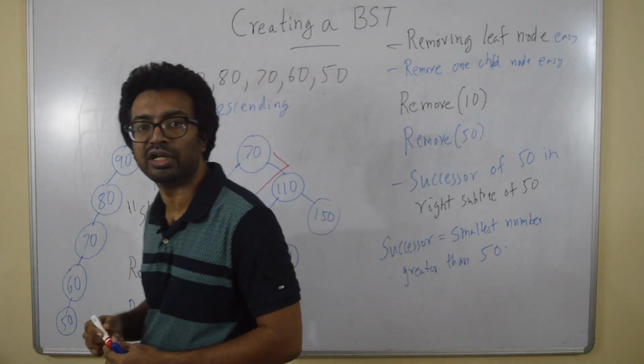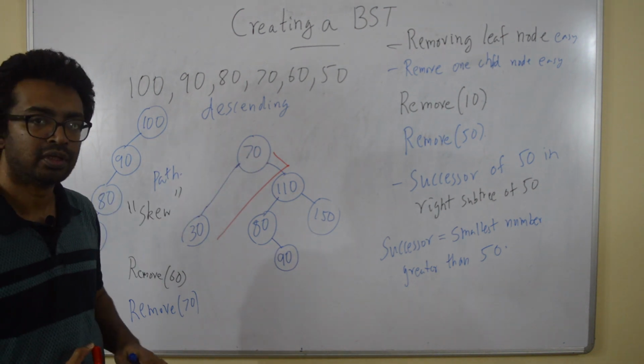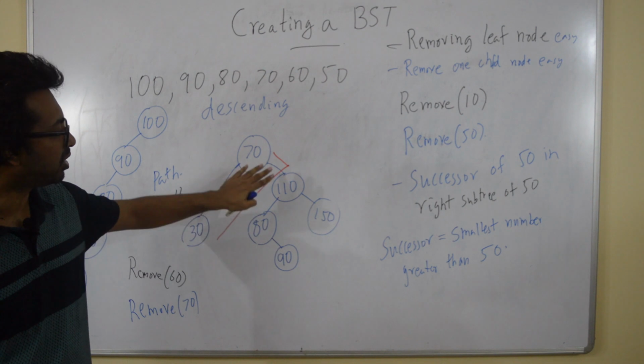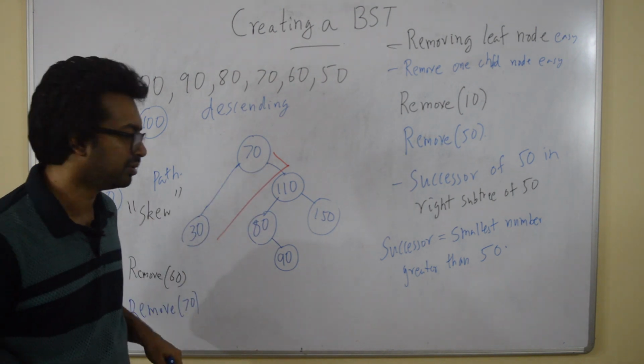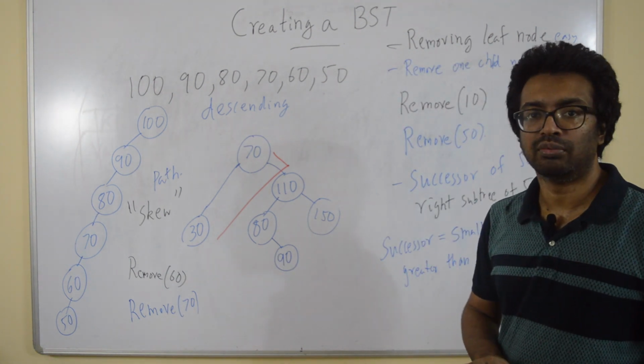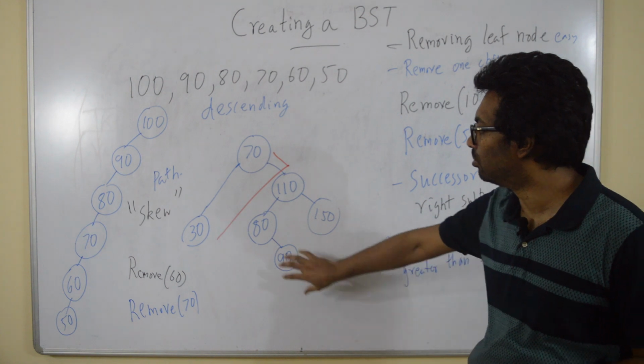So the smallest number in a binary search tree is always found on the leftmost point. So the smallest number in this subtree is found here on its leftmost. You keep on going left and you reach this 80. Okay, so you have found out the successor of 80. What do you do now? Just remove this 80.